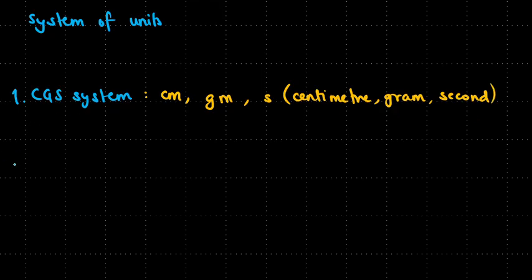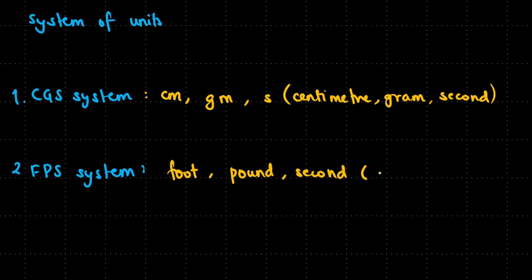The next one, which is very popular, is called the FPS system. Here, centimeter, gram, and second are the fundamental units in the CGS system. In the FPS system, the fundamental quantities are foot, pound, and second. Foot can be represented as FT, pound as LB, and second as S. I actually wrote them backwards, but never mind. You get the point.